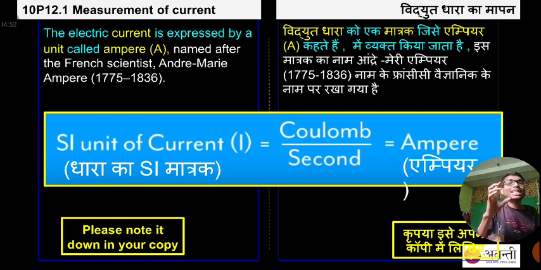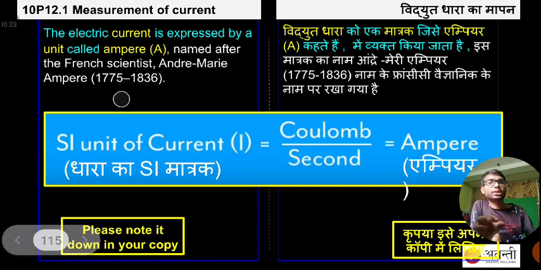This is the device we can use to measure electric current. Ampere tells us within how much time, how much coulomb has passed. This will be found out by using ampere, which was named after this scientist.